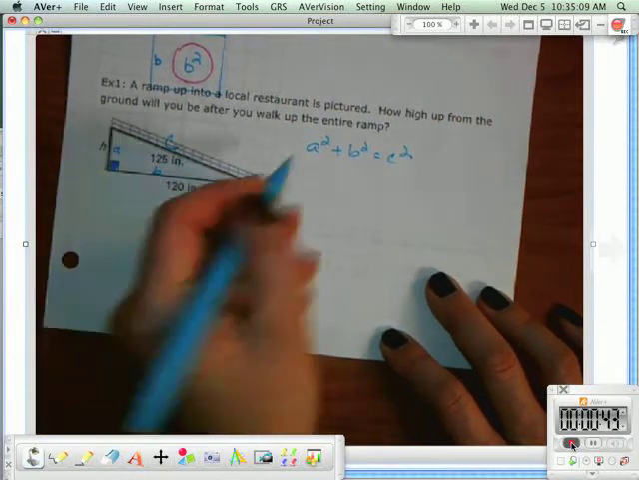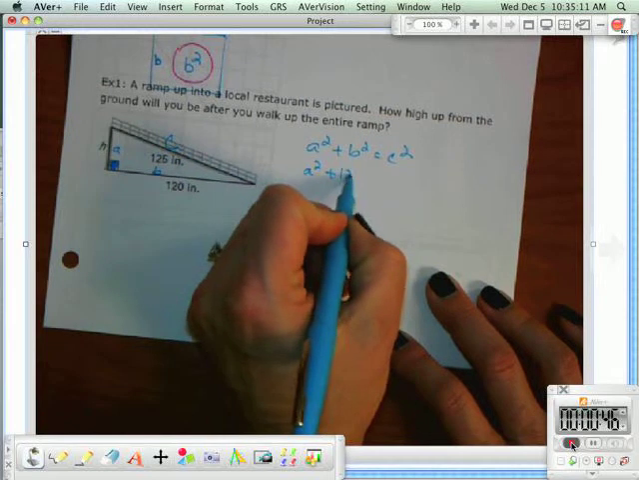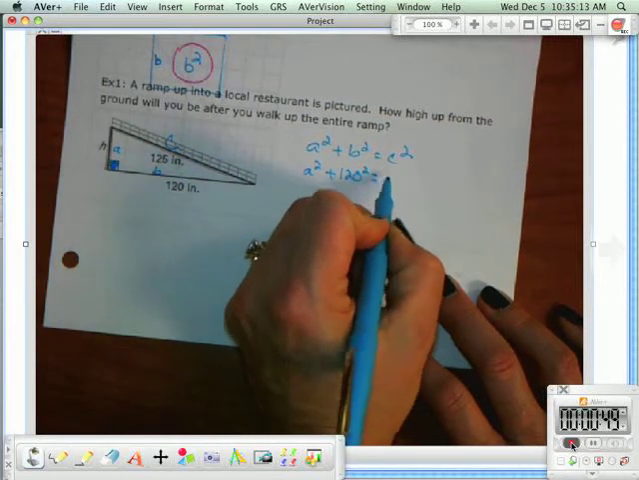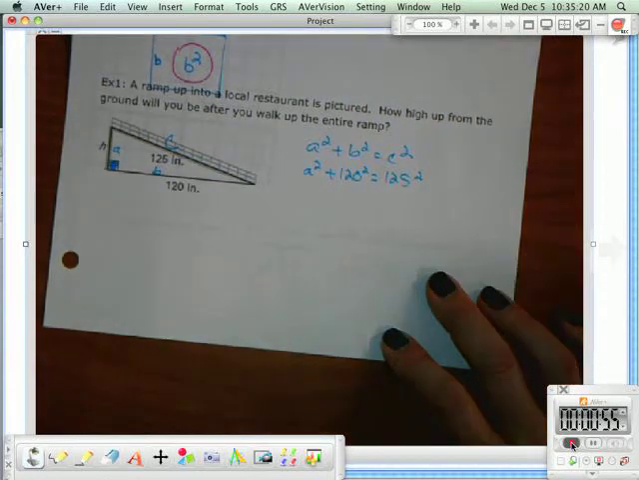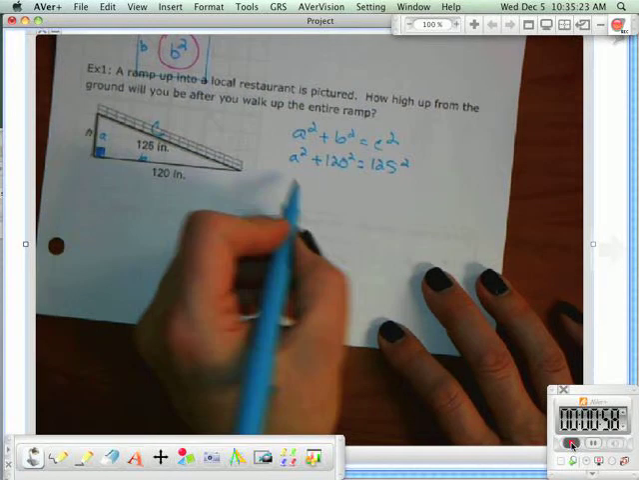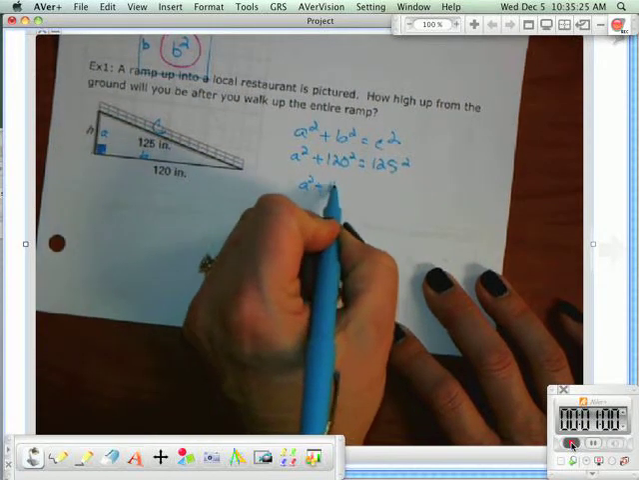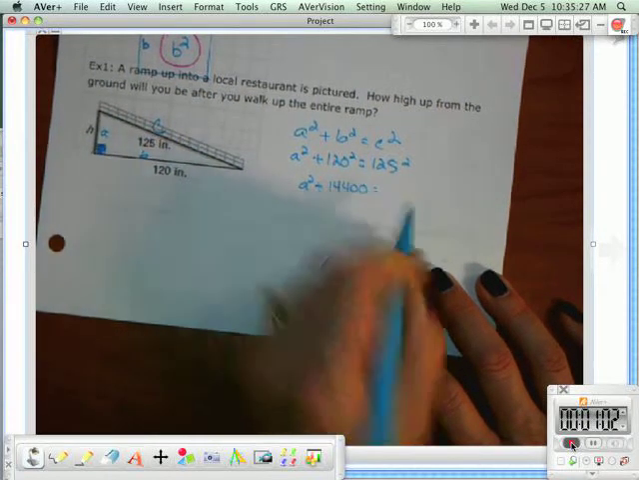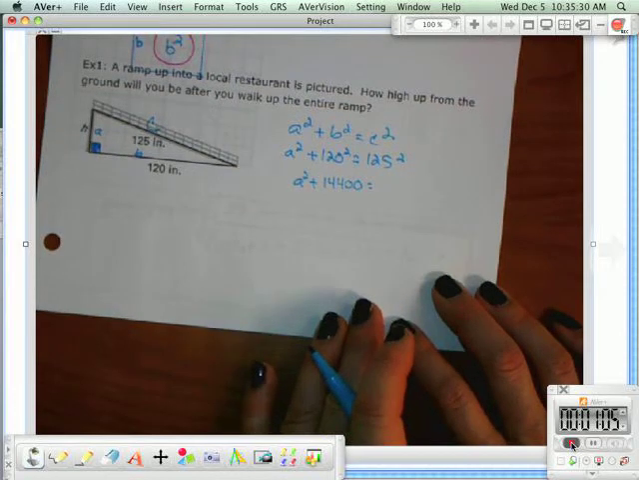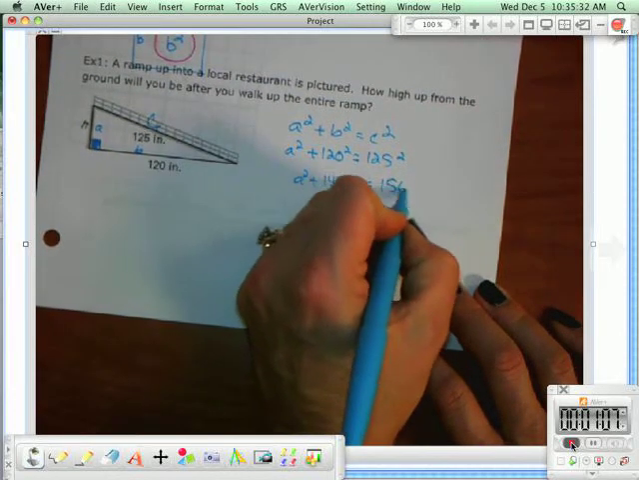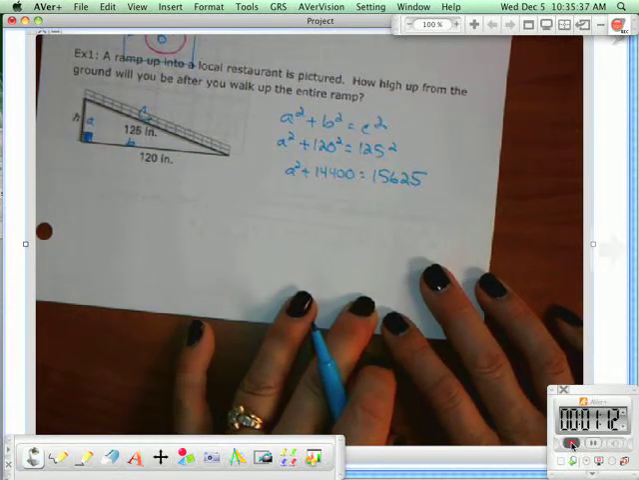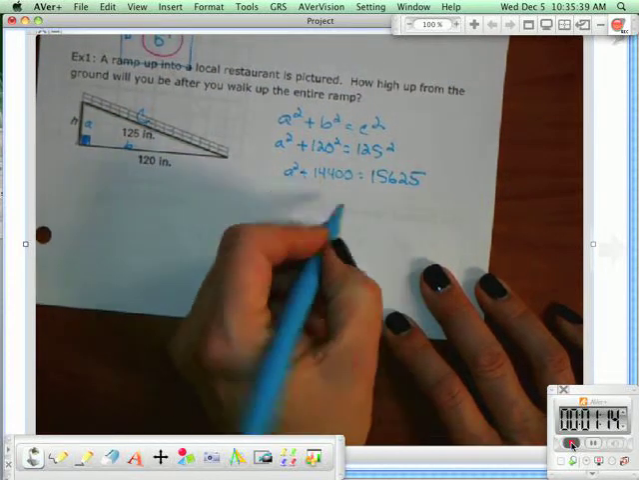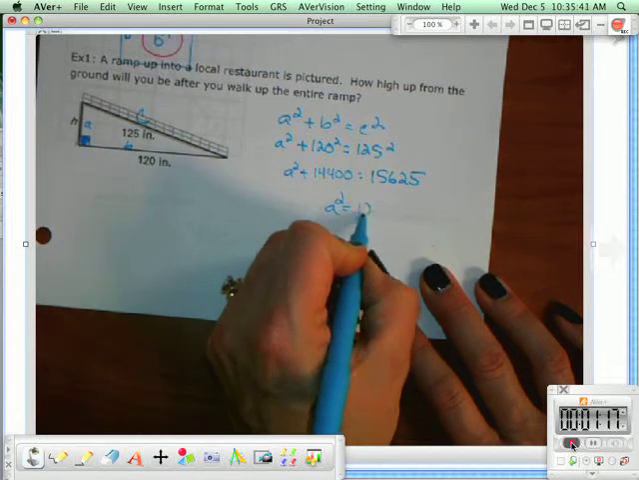I don't know my A. I know my B is 120 squared. My C is 125 squared. So I know that A squared plus 14,400, that's 120 squared, equals 15,625. When I subtract these, I get A squared equals 1,225.